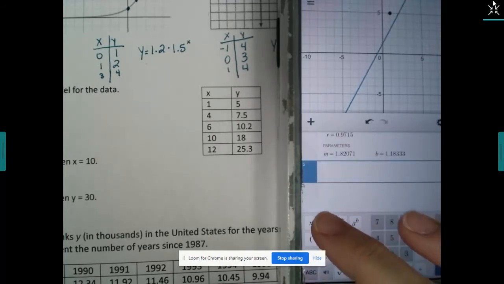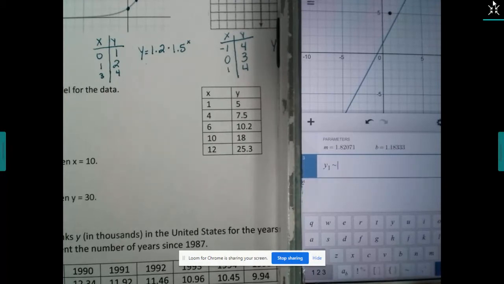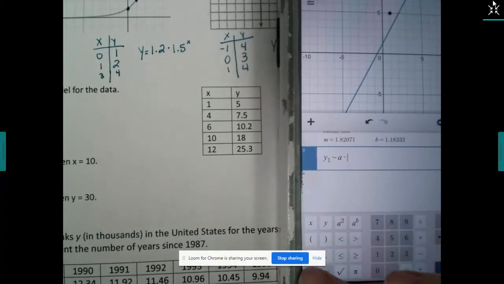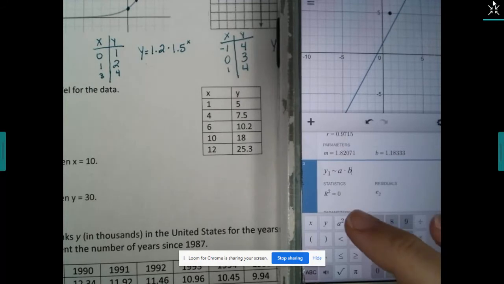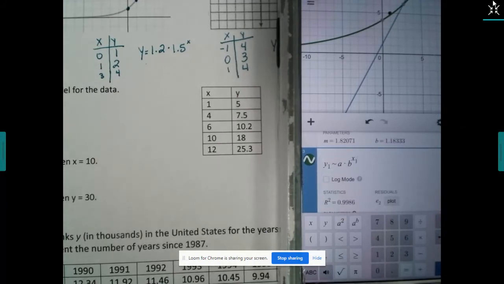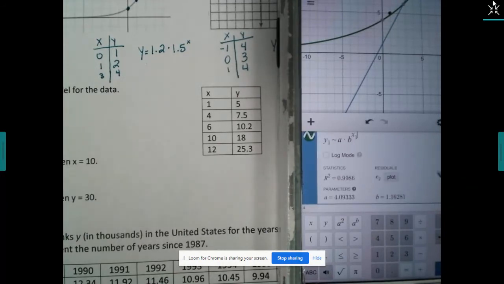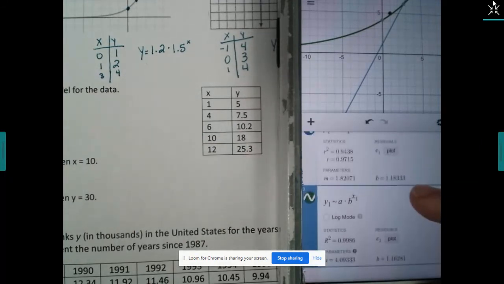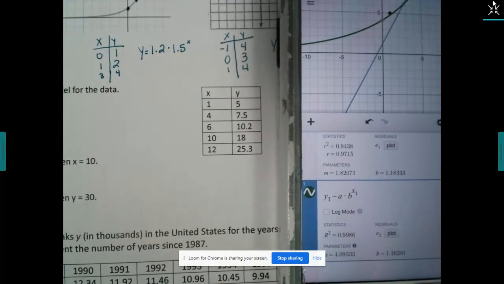So y1 squiggly a times b, and then in the exponent x1. So if we look at this one, our r squared is 0.9986. So we've got a linear is 0.94. Our exponential is 0.9986. So we can see that that exponential is the better model, again, because that r squared value is closer to 1.